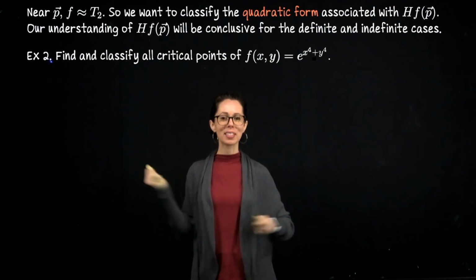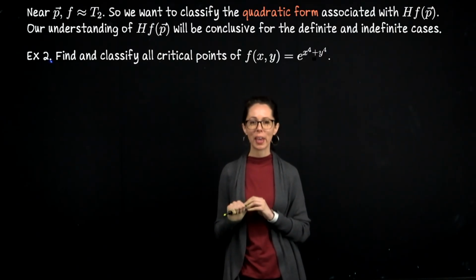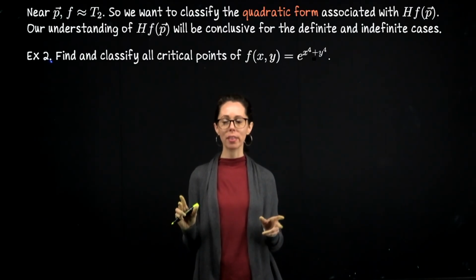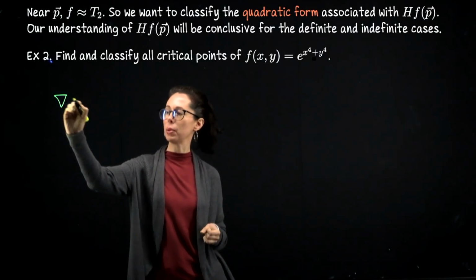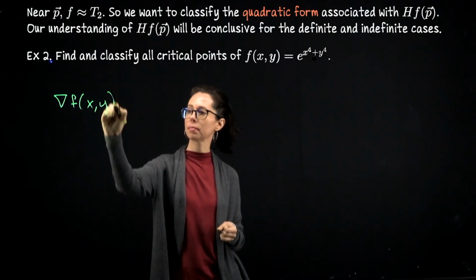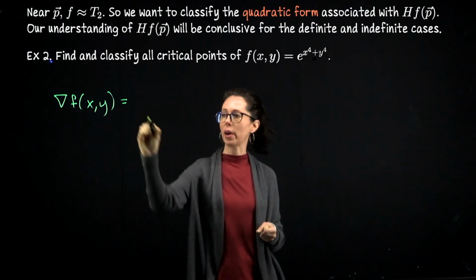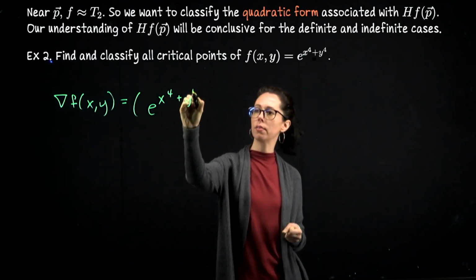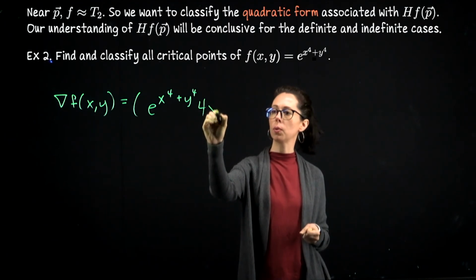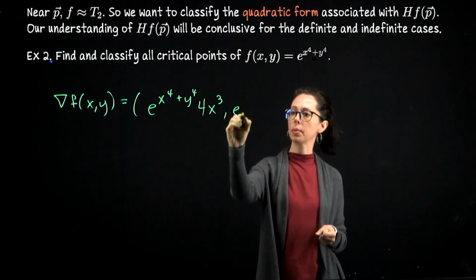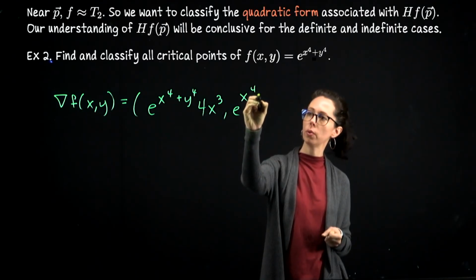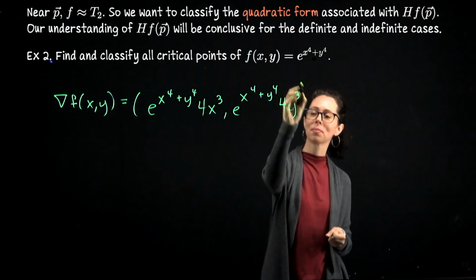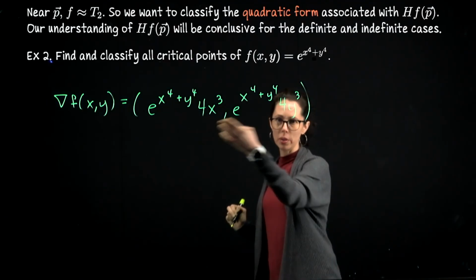Okay, let's run through this example, which is a cautionary tale. So here we have f(x, y) = e^(x⁴ + y⁴). Let's just go ahead and compute the gradient together. So we are going to have e^(x⁴ + y⁴) times 4x³ by the chain rule. And then similarly for the y coordinate, e^(x⁴ + y⁴) times 4y³.